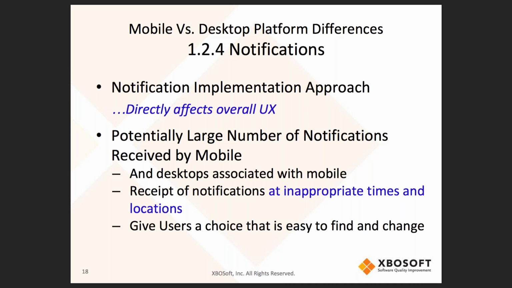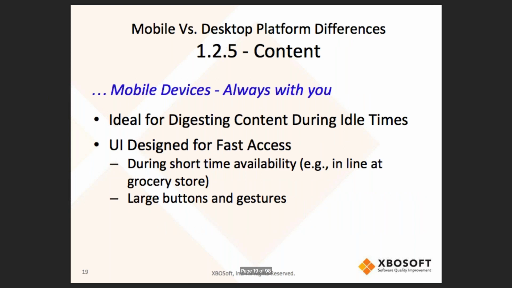Now, with regard to content, mobile devices are always with you. They're ideal for digesting content during idle times. So the UI needs to be designed for fast access. You want to be able to quickly bring up a news story, for instance. When you're standing in line at the grocery store for 3 minutes, you could be looking at the latest news, or at a to-do list or something like that. But it needs to be easily accessed and easily viewed, with large buttons and large gestures.